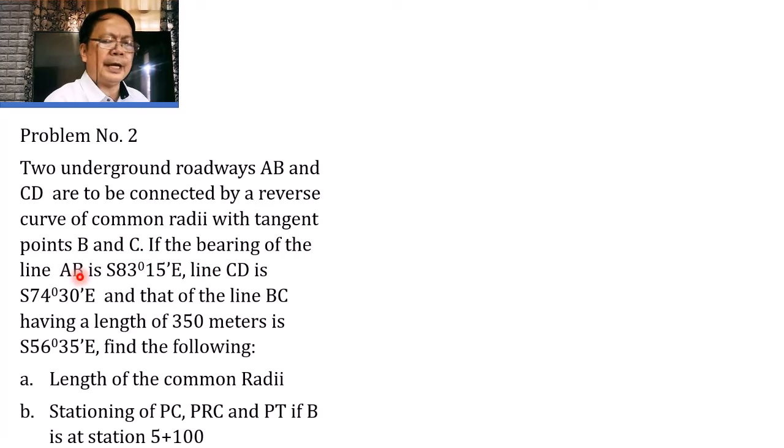If the bearing of the line AB is south 83 degrees 15 minutes east, line CD is south 74 degrees 30 minutes east, and that of the line BC having a length of 350 meters is south 56 degrees 35 minutes east, find the following. We are required to find the length of the common radii, and for B, find the stationing of the PC, PRC, and PT if point B, representing the stationing of the point of intersection of the first curvature, is at station 5 plus 100.